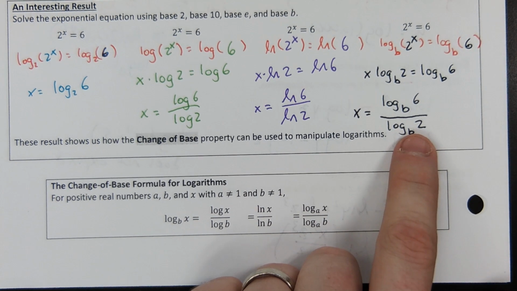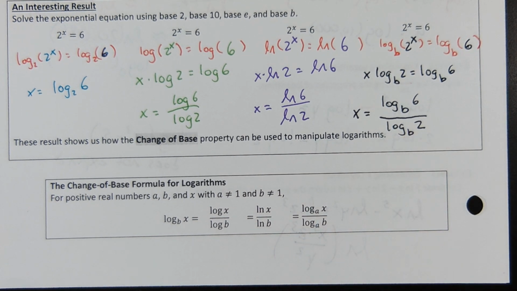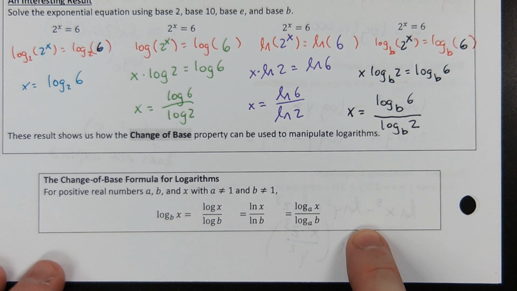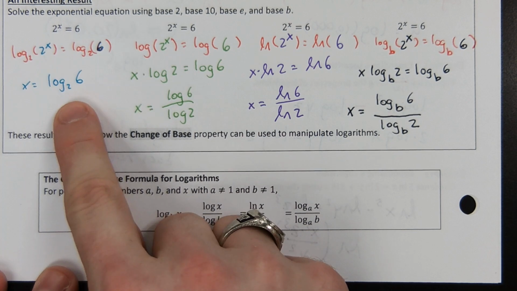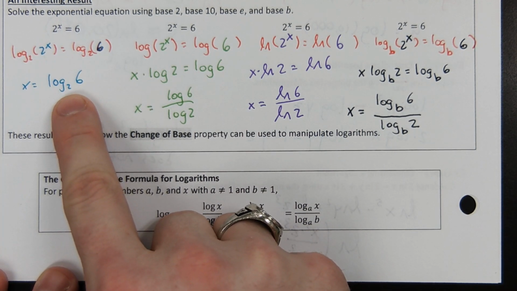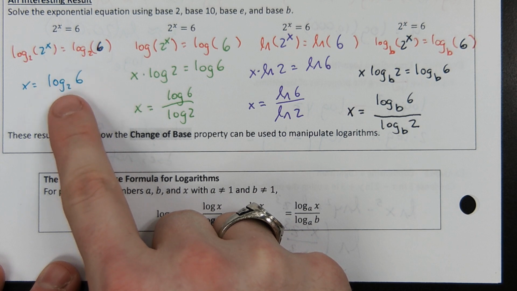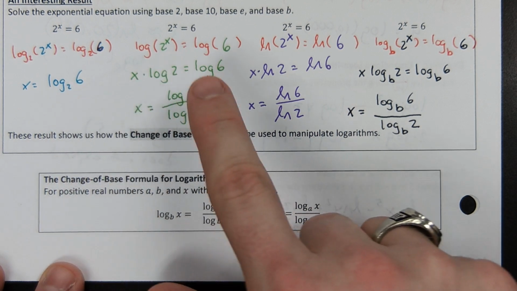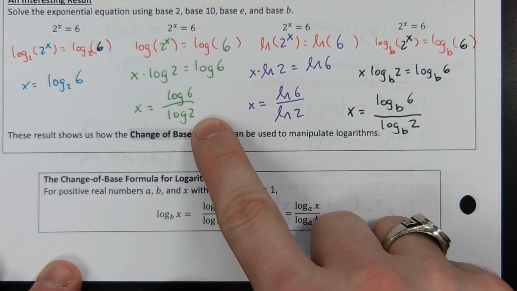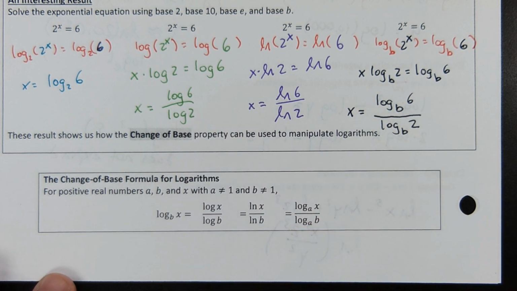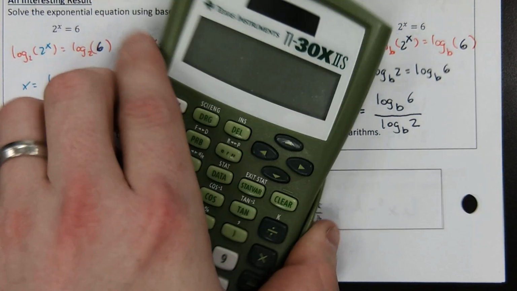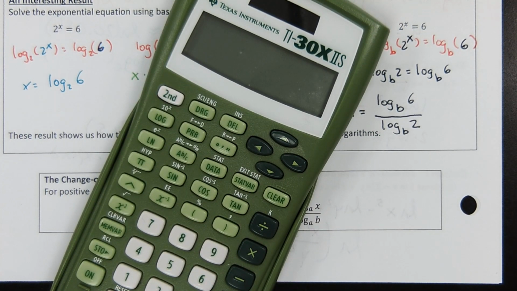This is called the change of base formula. Here's the official change of base formula. This is how we evaluate log bases on our scientific calculator. If you want to know what log base 2 of 6 is on your scientific, you use log 6 divided by log 2. That is how you do it. You have to use change of base to use this calculator.